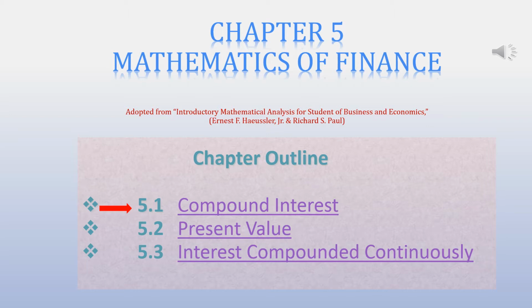Finance is related to money. So throughout this chapter, you will find that this chapter is a very interesting chapter. We are going to cover 3 of the sections of this chapter. Section 5.1, Compound Interest, 5.2, Present Value, and 5.3, Interest Compounded Continuously. Let us start with the first section, 5.1, Compound Interest.